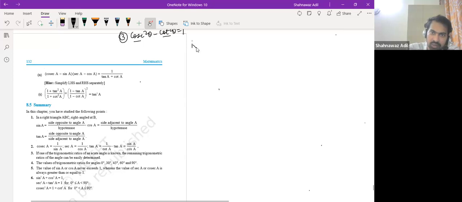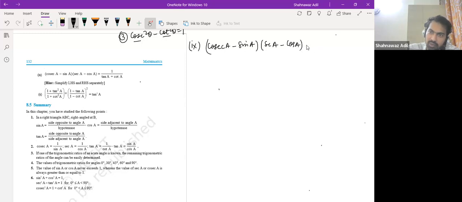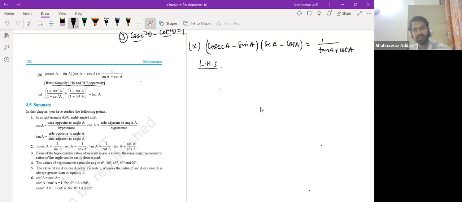So we have the ninth problem, which is cosec A minus sine A, and then this is sec A minus cos A, and we have to prove that this is 1 by tan A plus cot A. In the hint, it is given: simplify LHS and RHS separately. So let us write everything in terms of sine and cos, since we don't have any direction. We can also see this is in the form of tan and cot, but we don't have any square. So let us write it only in terms of sine and cos.